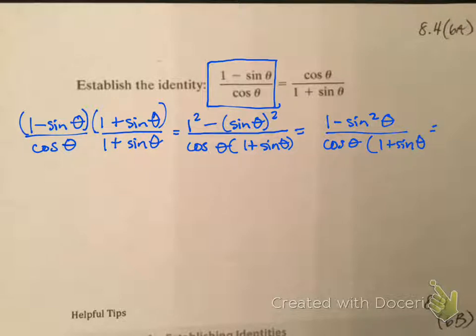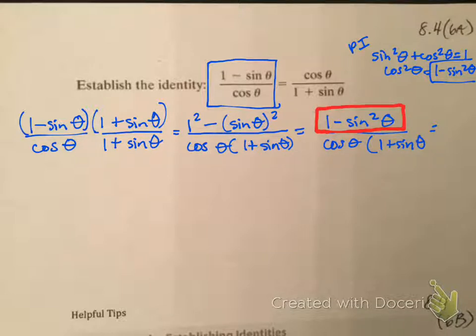Alright, so now I can use Pythagorean identity. Remember that sine squared theta plus cosine squared theta equals 1. That's Pythagorean identity. If I isolate cosine squared theta, I get 1 minus sine squared theta. That's what I have in the numerator. So what I'm going to do is substitute in, because of Pythagorean identity, 1 minus sine squared theta as cosine squared theta.